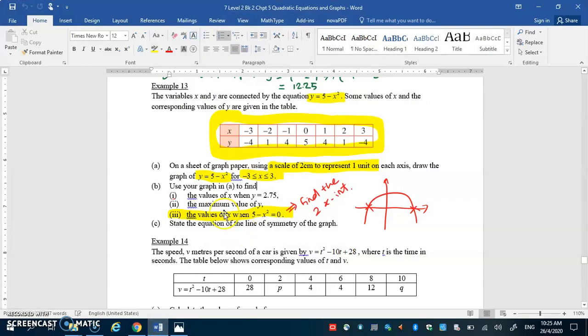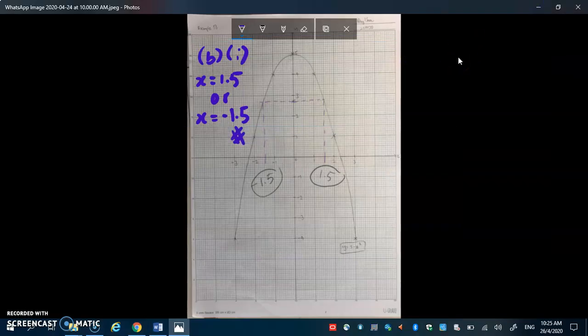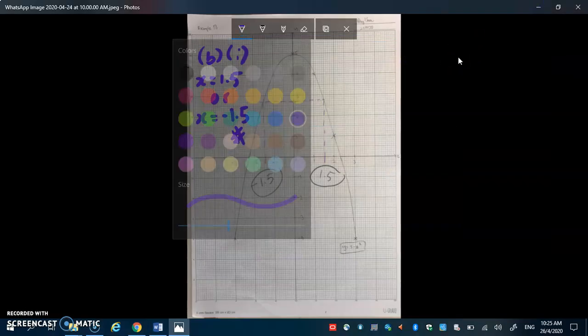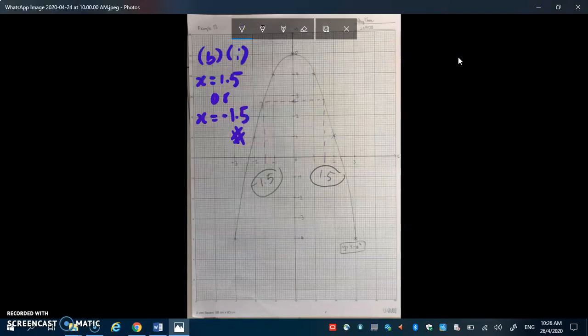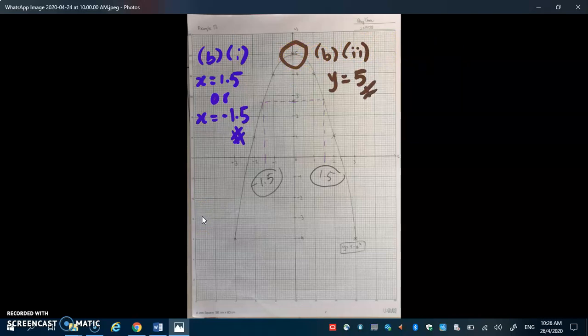Find the maximum value of y. This one is very easy. In fact, from the table, the maximum value of y is what? y equals 5, right? So B part 2, let's use a different color, will be maximum value of y is 5. As you can see from the graph over here, that is the maximum value of y. There's no other value of y beyond that. So y equals 5 is the answer.